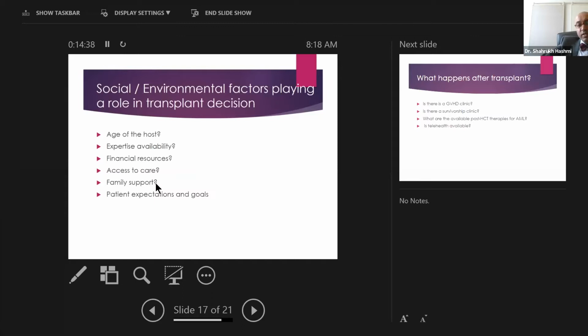In my clinic, we see allogeneic transplant consults. How good is the family support? Because it's not the transplant, it's actually what happens after transplant that matters a lot. And what are the expectations and goals? What are you living for? You've got to ask these patients what the ultimate goal is, and you can get weird answers.